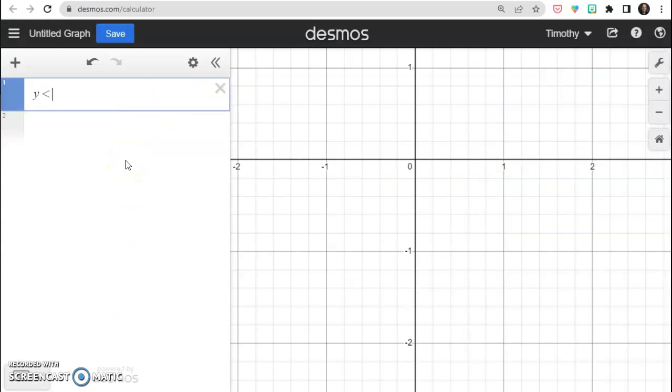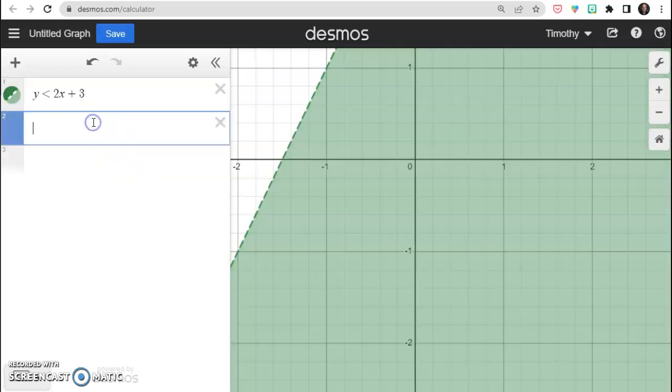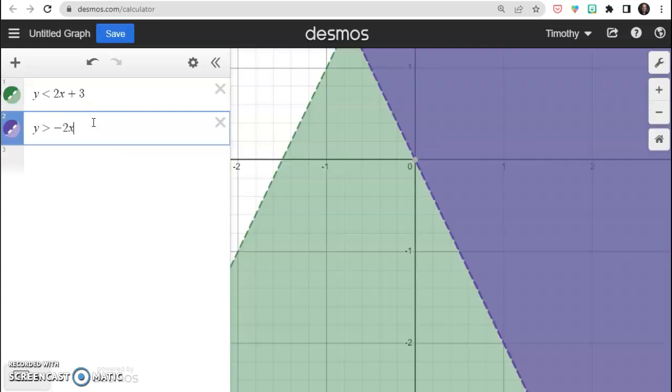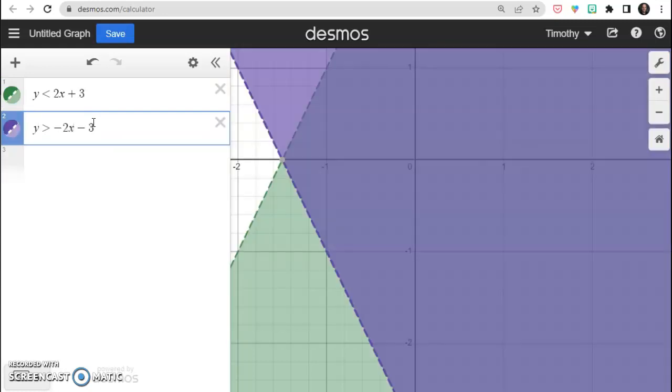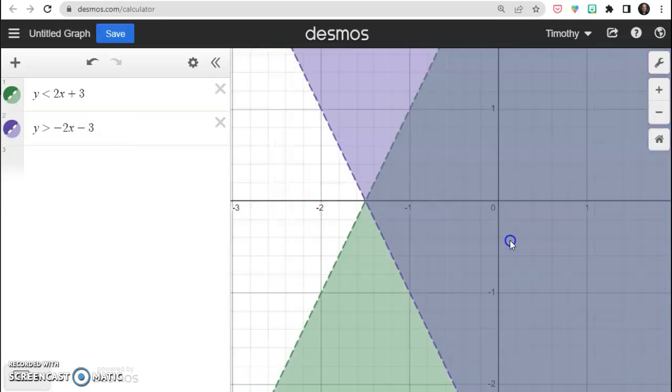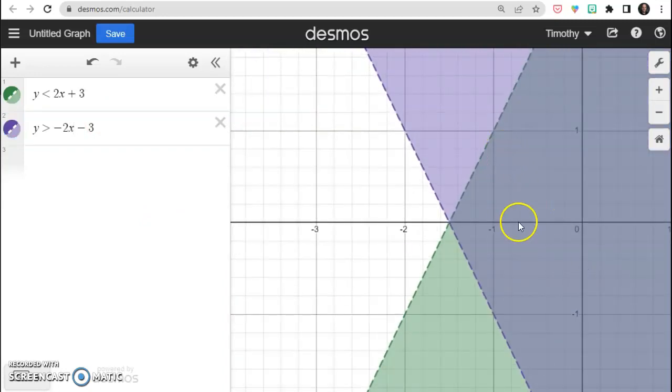We had y less than 2x plus 3. There's that one, and notice you can graph as many as you need. Y greater than negative 2x minus 3. Notice there's a crisscross here where the shadings intersect. The solution to the system is where the 2 shadings, this green shading and this purple shading, overlap in this bluish region. All this region here satisfies both inequalities.